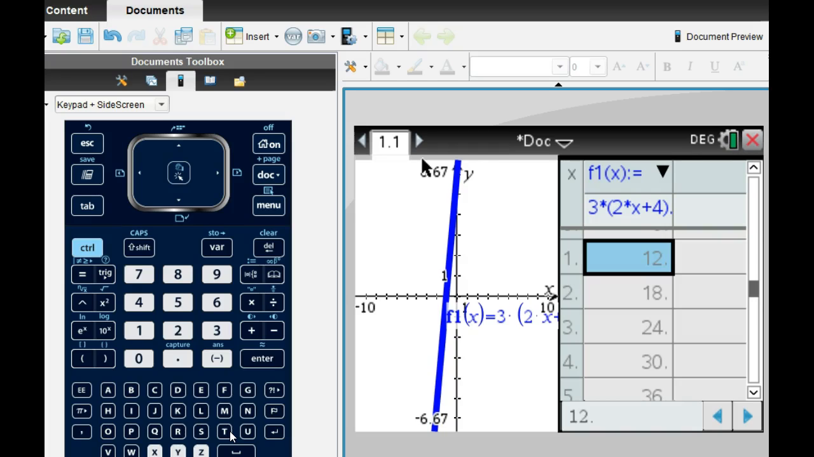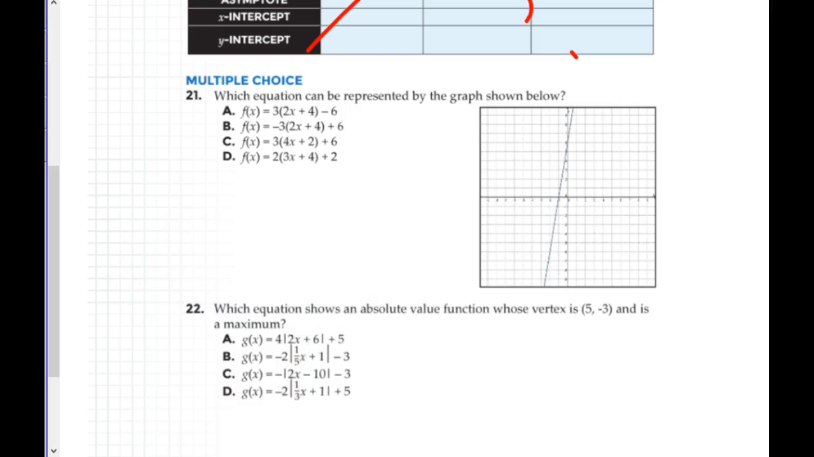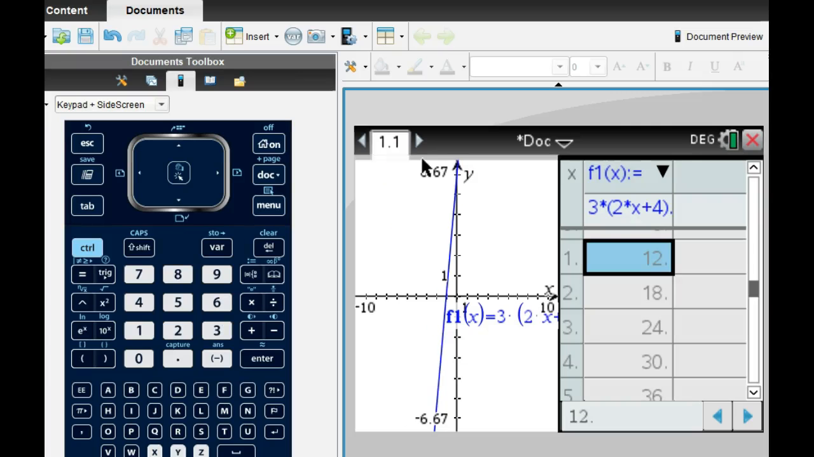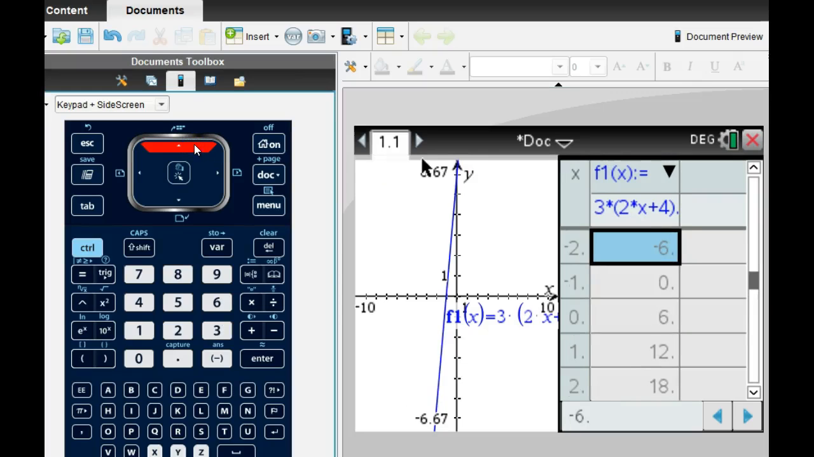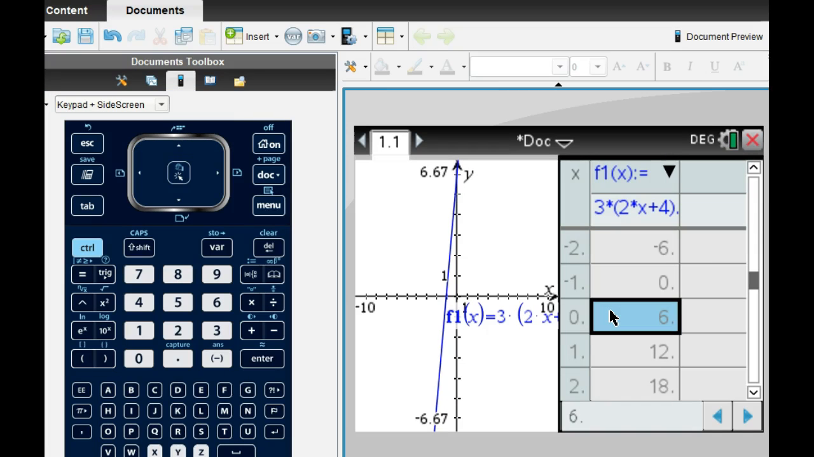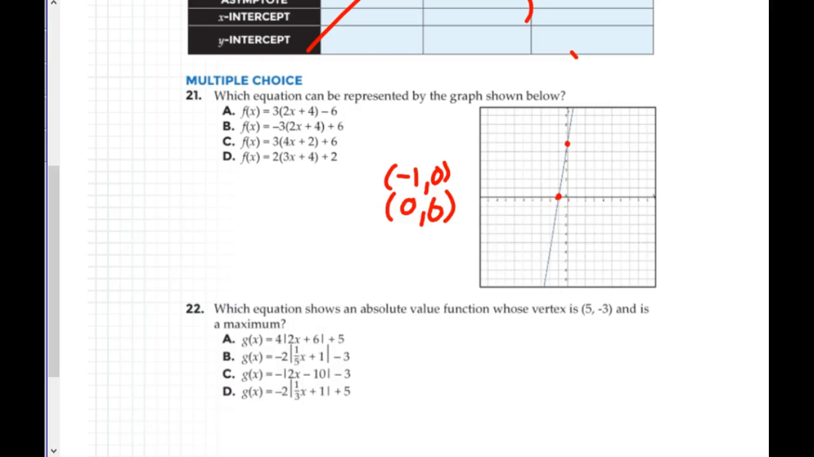So we're seeing which one gives us this. So the points we're looking for, let's say this one and this one. So we're looking for -1, 0, and then 0, 6. -1, 0, and 0, 6. Boom. That's it. Easy. Okay, but if you graph the rest of them, they're not going to give you the same 2 points.